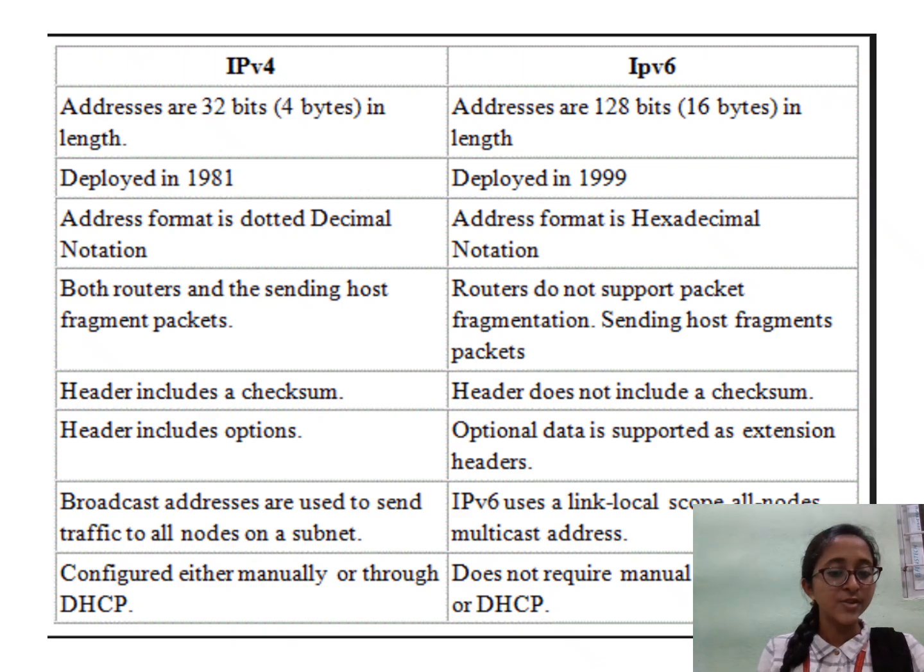IPv4 is configured either manually or through DHCP. IPv6 does not require manual configuration or DHCP. In IPv4, broadcast addresses are used to send traffic to all nodes on a subnet. IPv6 uses a link-local scope all-nodes multicast address.